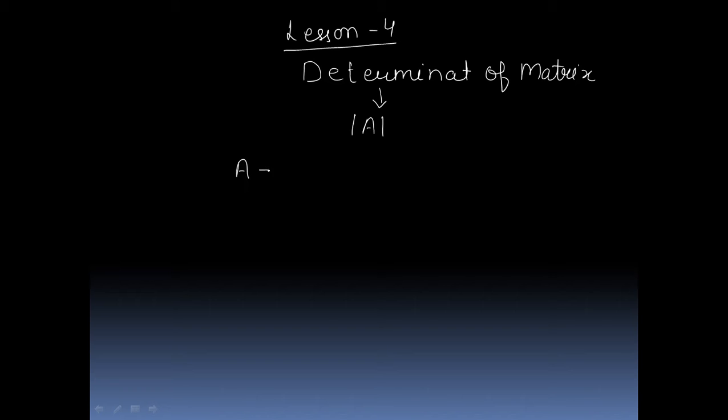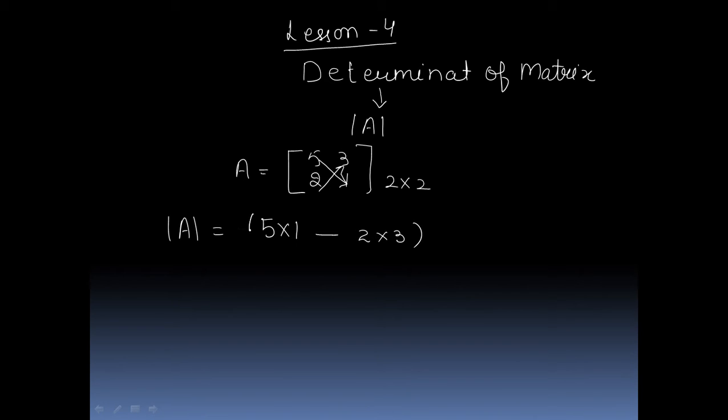For example, A is equal to 5, 3, 2, 1. This is the 2 by 2 matrix. And A determinant is equal to 5 multiplied by 1 minus 2 multiplied by 3. We get 5 minus 6. We get minus 1 is the value of determinant.